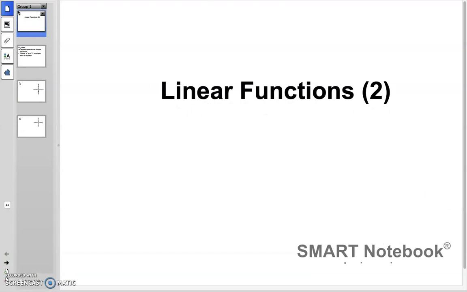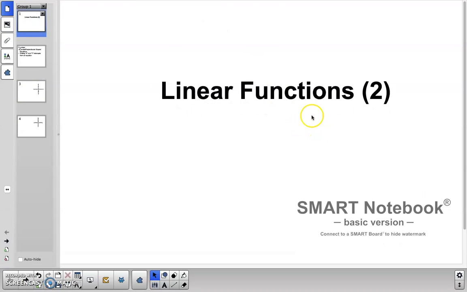Alright guys, today we're going to be doing part 2 of linear functions. In the previous video we talked about finding the slope and the y-intercept and then graphing it, and also finding specific values from an equation, okay? So let's see what we're going to be doing today.